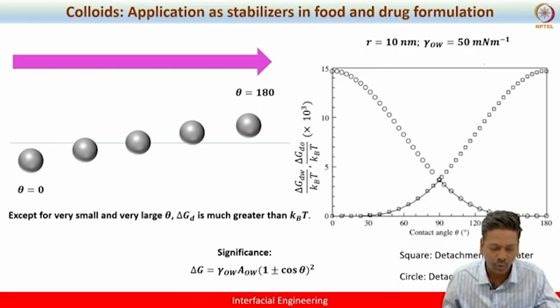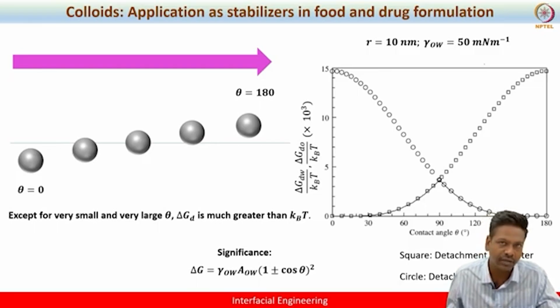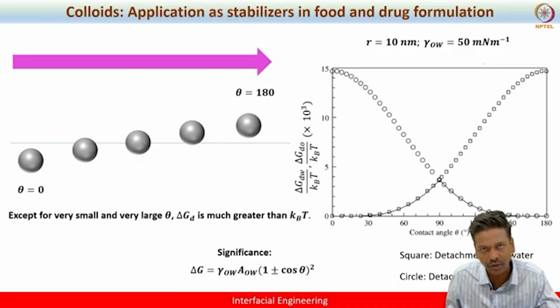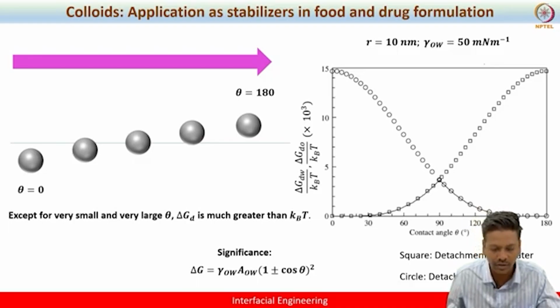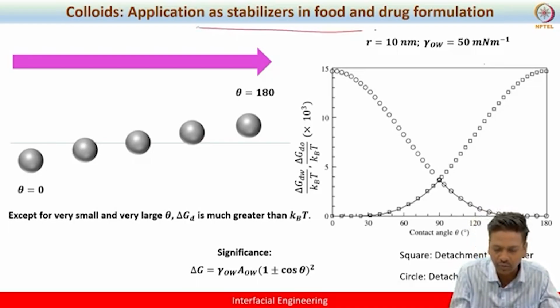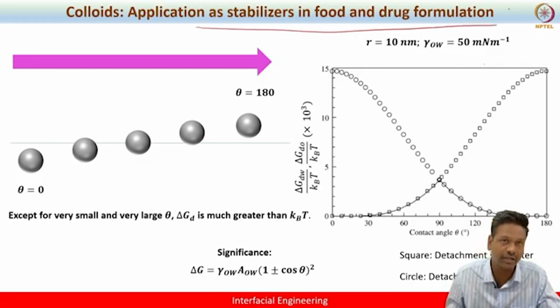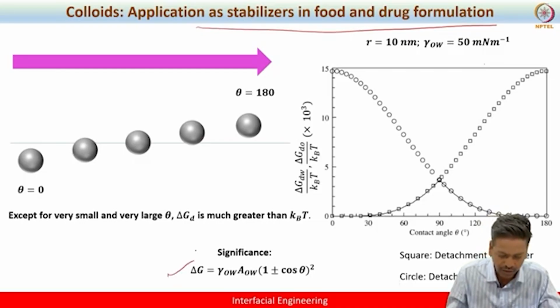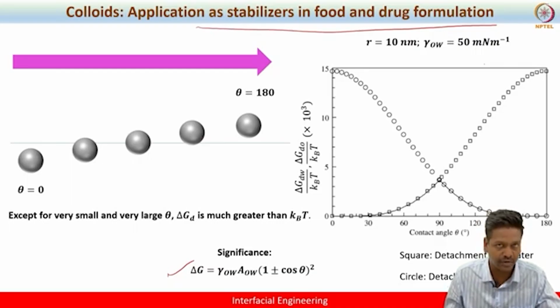Okay, so why is this theta important? When you work with a range of particles, some particles are hydrophilic in nature, some are hydrophobic in nature. When you are working with food, especially in the application of food and drug formulation, you may have to know what the theta is, as the colloidal particle may be used as a stabilizer in some cases, right? So one important parameter is the delta G detachment energy.